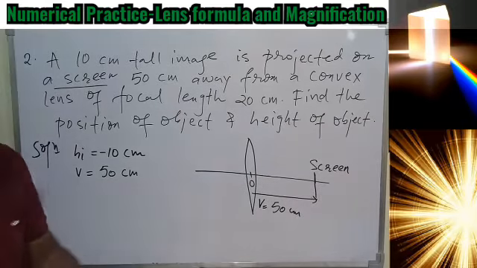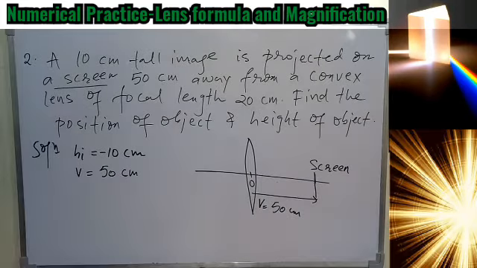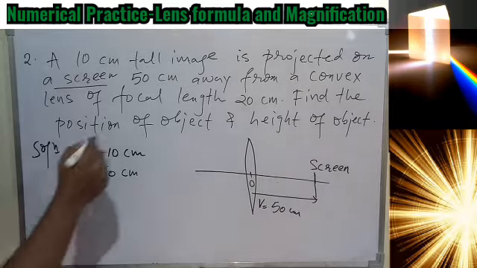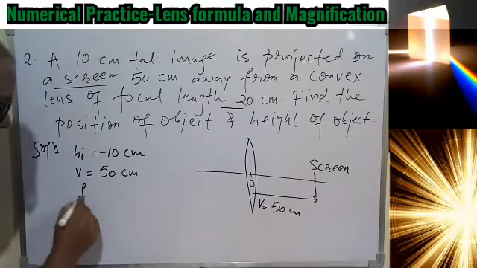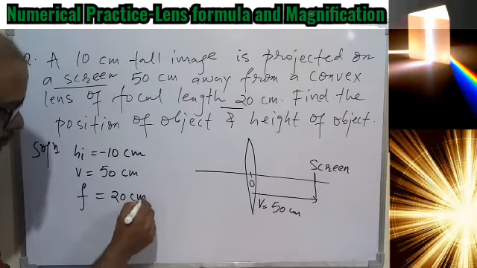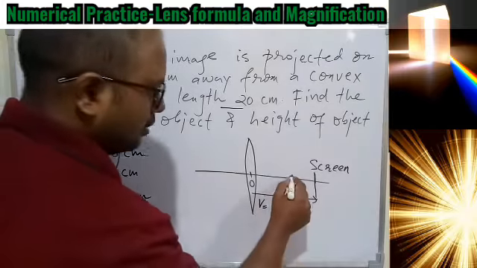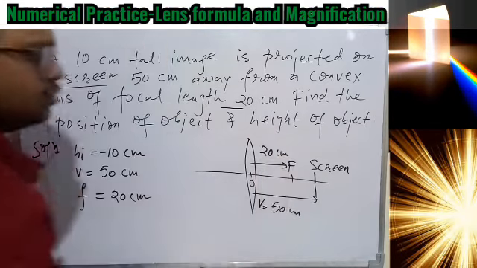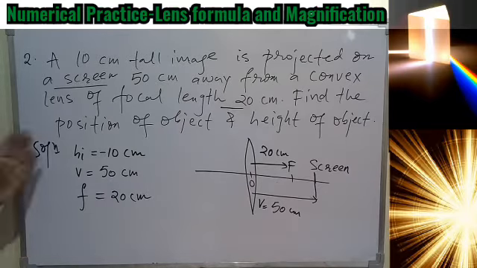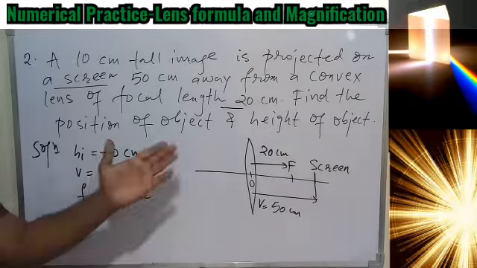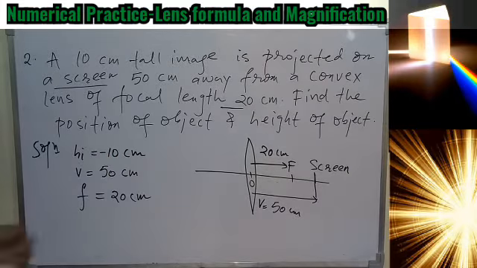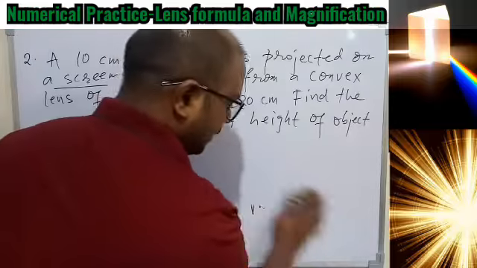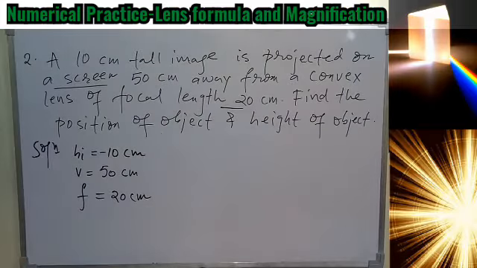So sometimes we can draw the diagram to have a better understanding of the numerical. And also the focal length of the lens is given, that is 20 centimeter. So this is all given to us. Based on this we have to find out the position of the object and the height of the object, meaning where the object is placed in front of the lens and what is the height of that object as well. So I hope this diagram is clear, and now let's go for the solution.